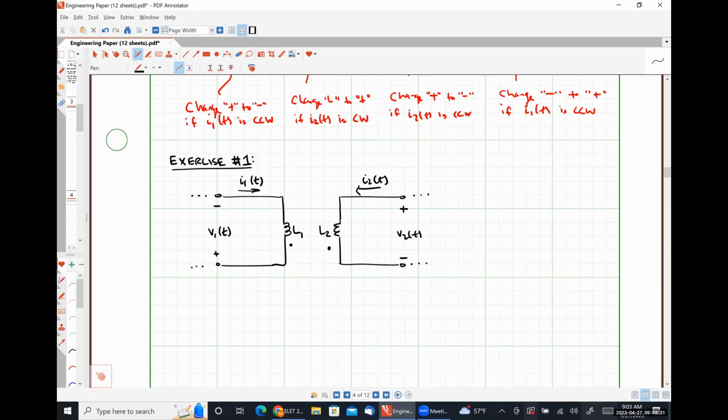I want us to define V1 and V2 in terms of L1, L2, and M based on this configuration. So all we're doing is trying to apply the rules and figure out what's what. Okay. So anybody have any thoughts?